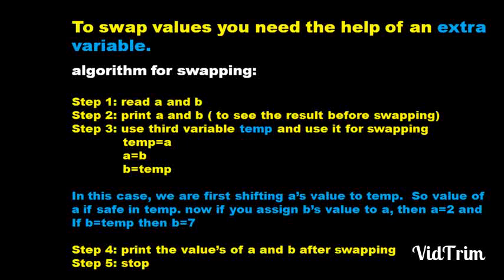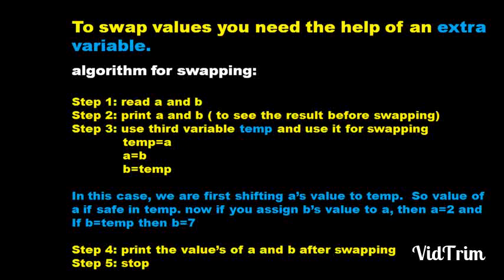Let us see the algorithm for swapping. Input two variables A and B. Print the content of the variables A and B to see before swapping what they have. And the third step is to exchange or to swap. Here I have to use another variable called temp. So first what you are doing, temp is equal to A, A is equal to B and B is equal to temp. Why? We are first shifting A's value to temp.